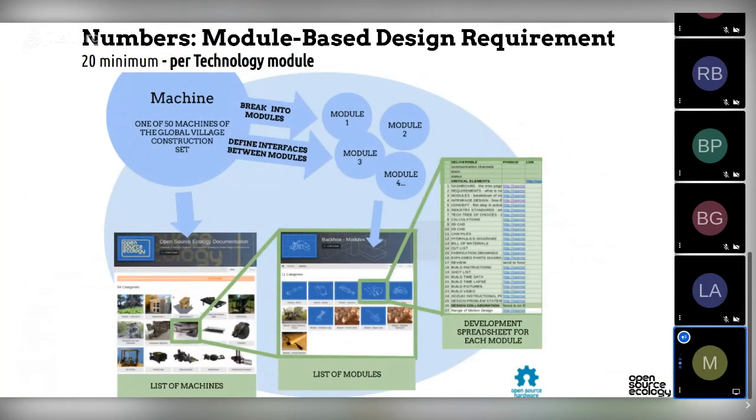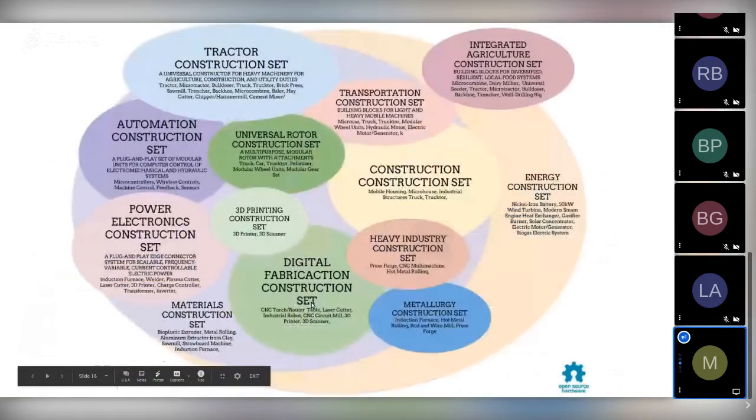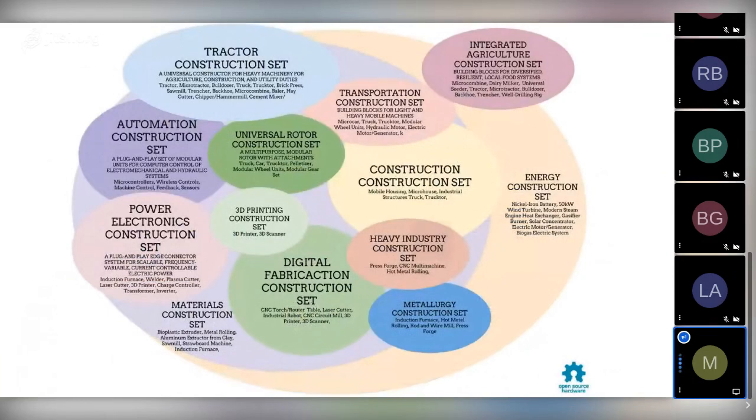And building on the world of open software, we break down machines into modules and go through many development steps for each module to make this happen. We talk about a construction set approach as well. We've demonstrated that a construction set approach could work for heavy machines too. Like when we build a tractor, we can design not only for a tractor, but for all kinds of heavy machines like a backhoe or a bulldozer and so forth.